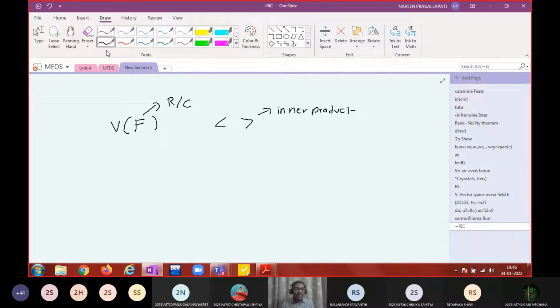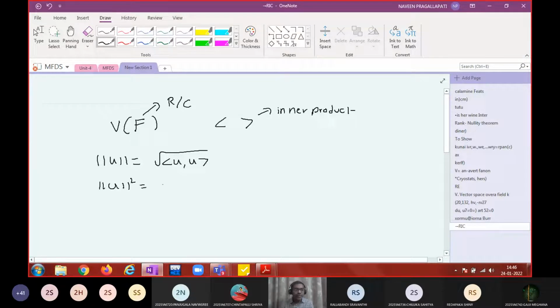And after that, we discussed norm. So norm we define as the square root of the inner product between u and u, or you can say norm u whole square equals inner product of u comma u. Basically this is a way to say magnitude.